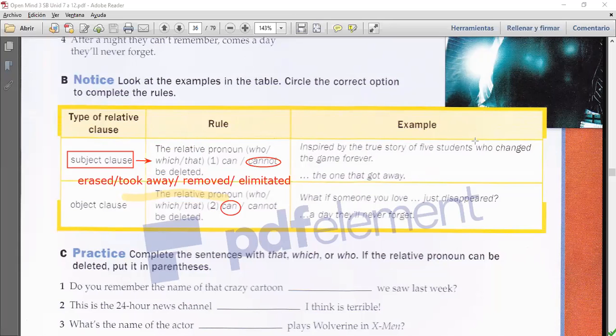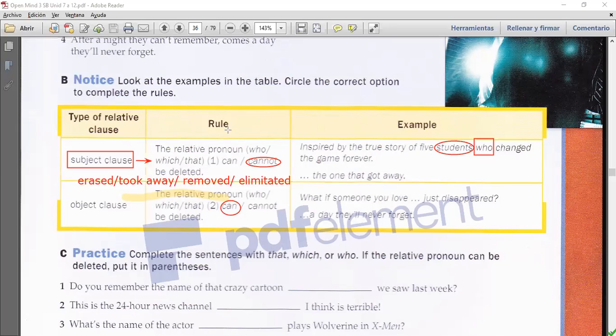A student who... Students. A student is the noun, and this student changed... who. Who is the relative pronoun? Okay. So it says relative pronoun, who, which, that cannot be deleted. So who changed the game forever?